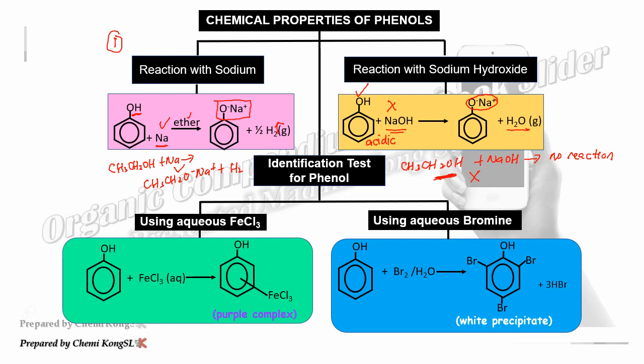Okay, next, there are other identification tests for phenol. The first one is using aqueous iron chloride, FeCl3. So a purple complex is formed. This is the observation for phenol when reacting with aqueous iron chloride. Another one is reacting with aqueous bromine, or bromine/H2O. It will form 2,4,6-tribromophenol. So a white precipitate will be formed.